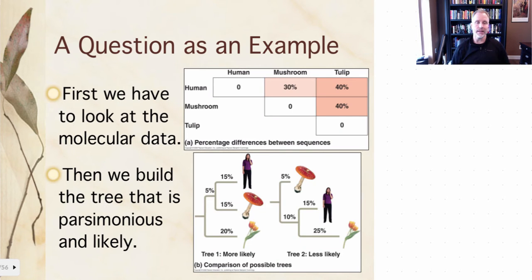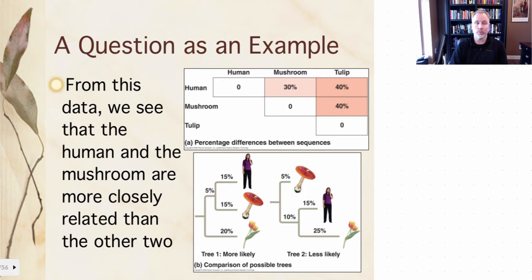But as we start looking at this molecular data, we start to see that the human and the mushroom have a 30% difference in their DNA, whereas the human and the tulip have a 40% difference, as do the mushroom and the tulip. Okay, so we have to look at the most parsimonious type of tree. So we've got two trees down below here, and you can see tree 1 is more likely than tree 2, and we'll explain why in a second. But what we see from this is that the mushroom and the human are the most closely related, and the tulip is not as related to either of those two as the mushroom and the human are to one another.